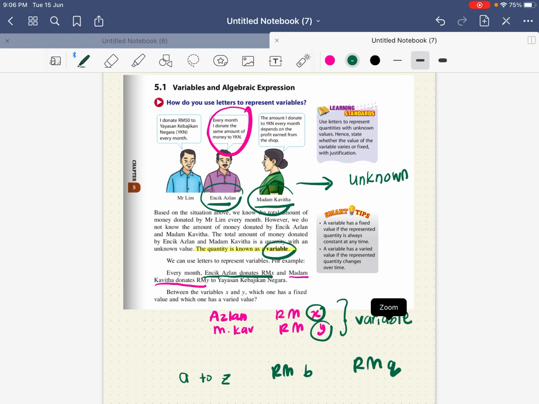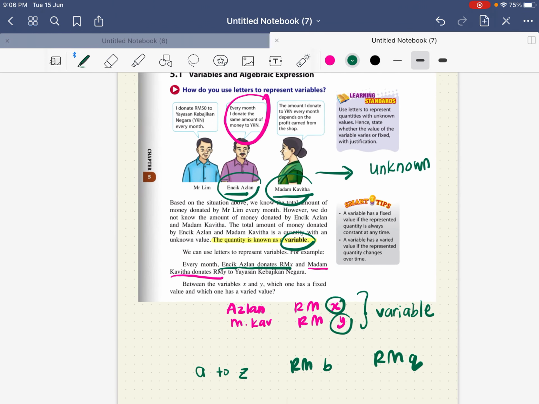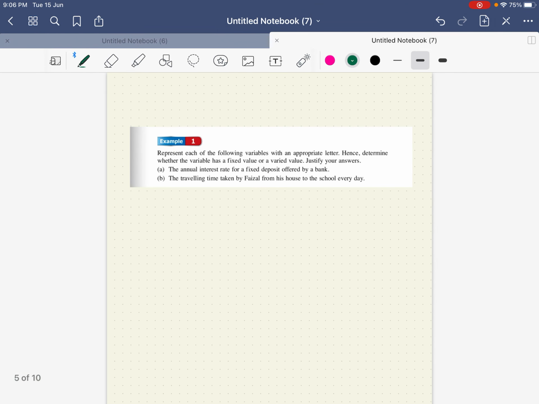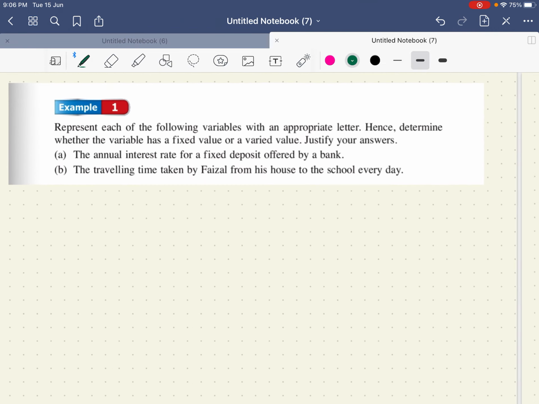There are S stars in the universe, let's say. Okay, let us move to this example.